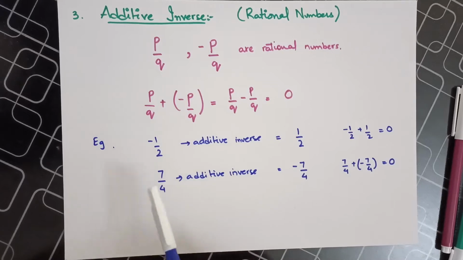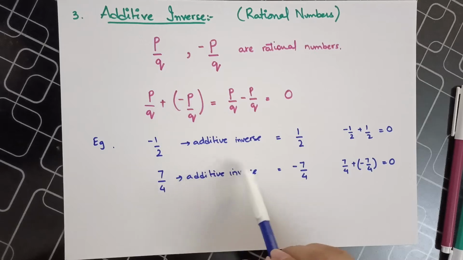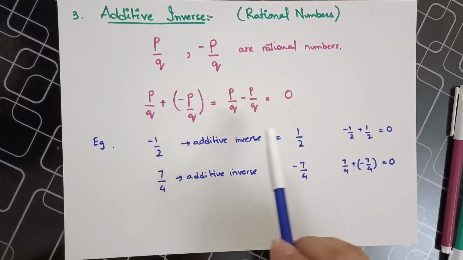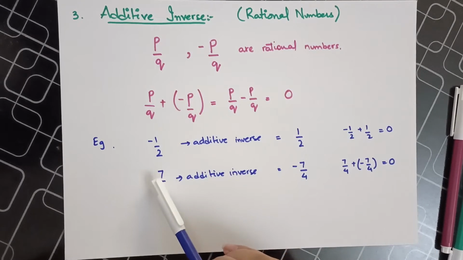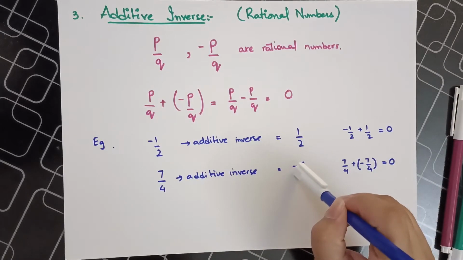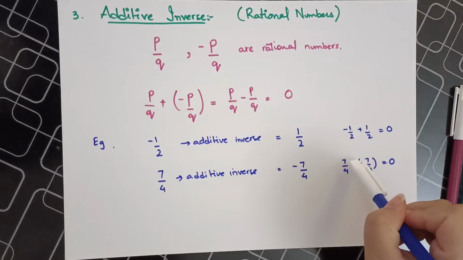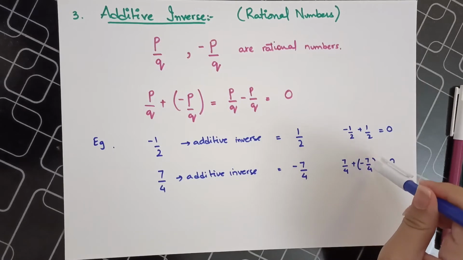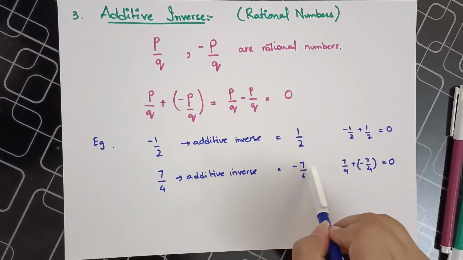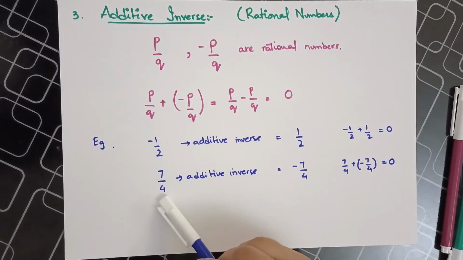Okay, now here is another example. This number is 7 upon 4. Since you cannot see any sign along with it, it means that it's a positive number, 7 upon 4. Now, when you write its additive inverse, you write 7 upon 4 as it is, but the sign along with it would be the opposite of what the actual number had. The actual number had a positive sign, and here it's going to have a negative sign. So when you add these two numbers together, 7 upon 4 plus minus 7 upon 4, the answer will be 0, which means that minus 7 upon 4 is the additive inverse of 7 upon 4.